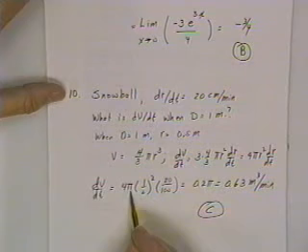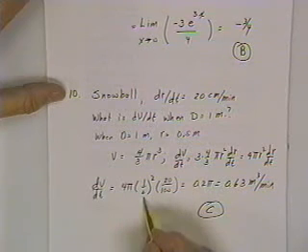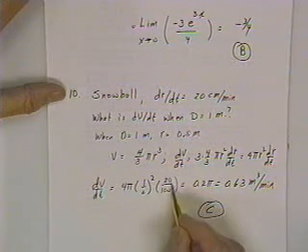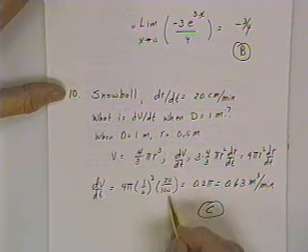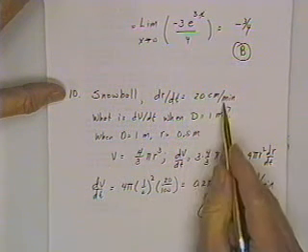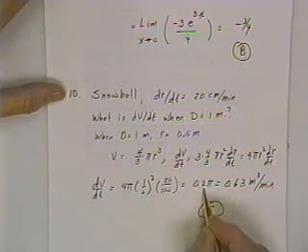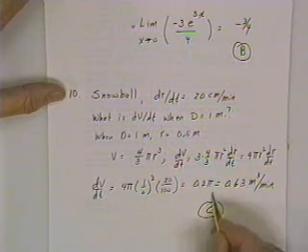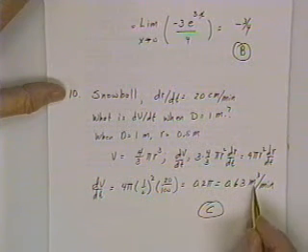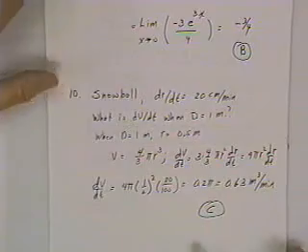dV/dt is 4 pi, the radius is 1/2 squared, and the rate the radius is increasing is 20 centimeters per minute, which is 20 over 100 meters per minute. And we end up with 0.2 pi for the result, and that's 0.63 cubic meters per minute is the rate of change of the volume of this snowball.